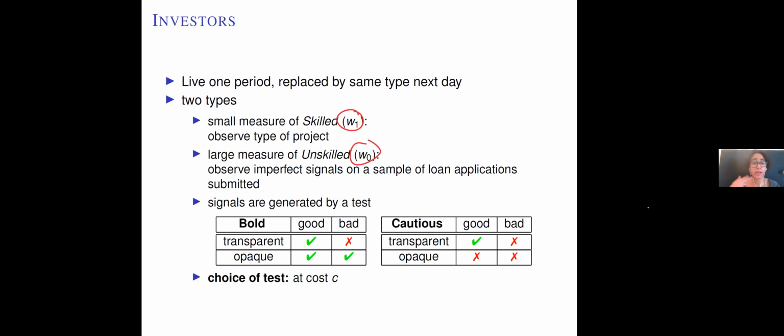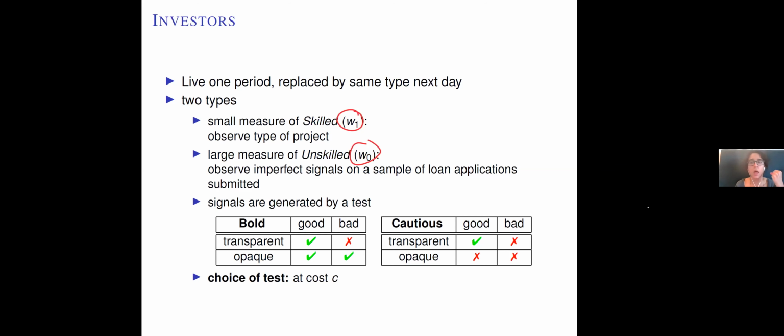Now, the key is that these signals are generated by a test, and investors choose which tests they want to run. They can choose between 2 tests. Whichever test they choose, they have to pay a cost C for it. And this is really the key to the model. So if you understand this, you understand the rest of it. So there are 2 types of tests. There's a bold test and there's a cautious test.